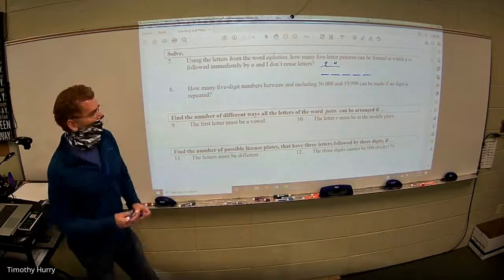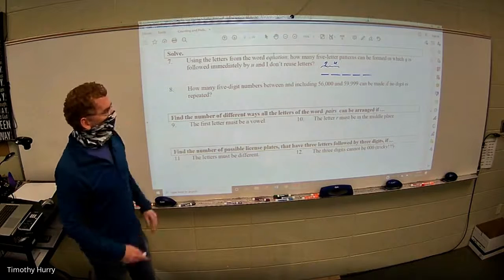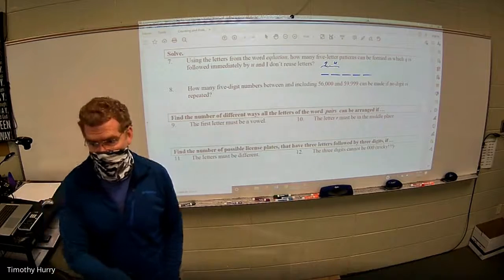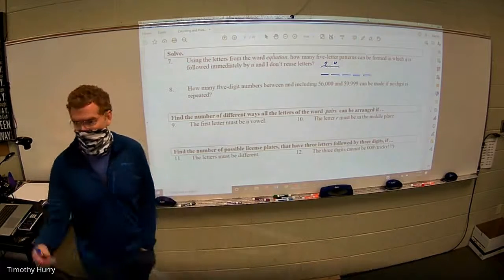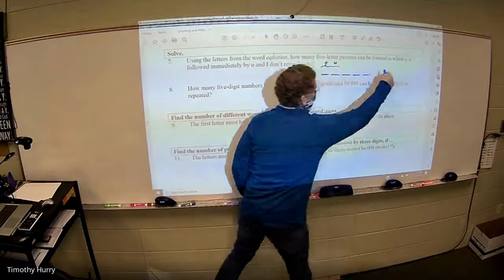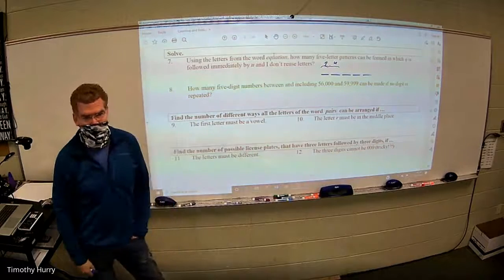I do hear what you're saying. I would word it something like, how many 5-letter patterns can be formed? And if there's a Q, it would have to be followed by U, but there doesn't have to be a Q. I would be a little bit more clear. But this says 5-letter patterns can be formed in which Q. So I'm kind of forcing your hand on the QU part.